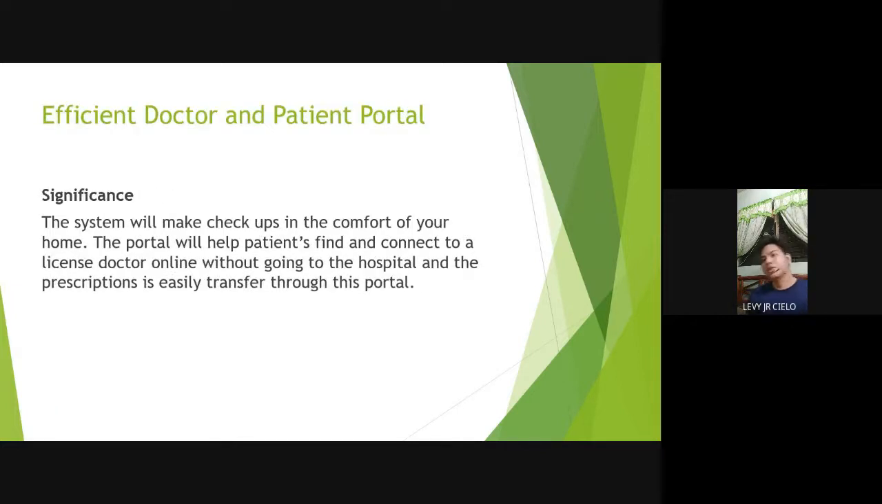The next research title is Efficient Doctor and Patient Portal. The significance is the system will make checkups possible in the comfort of your home. The portal will help patients find and connect to a licensed doctor online without going to the hospital, and the prescriptions are easily transferred through this portal.